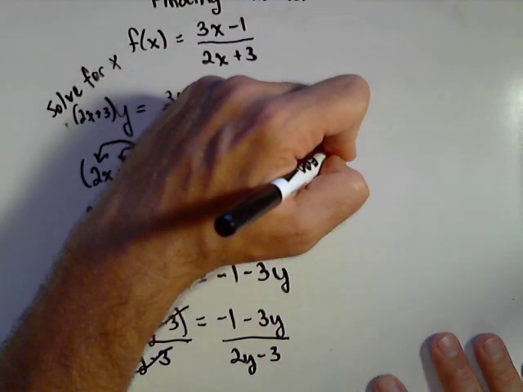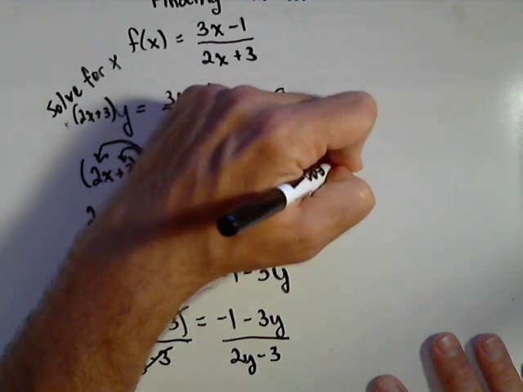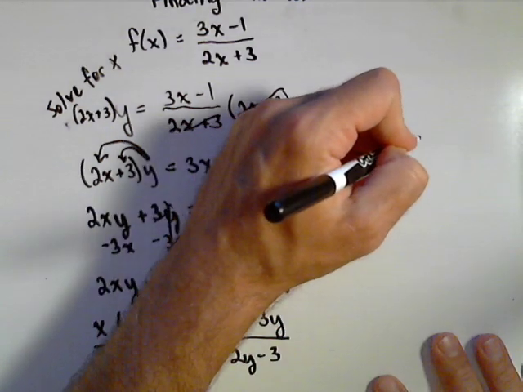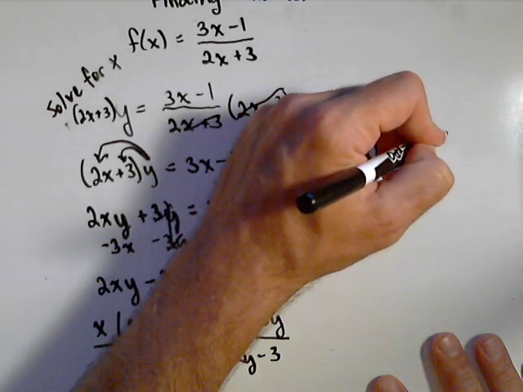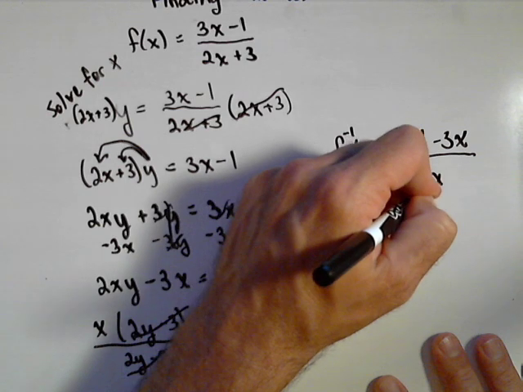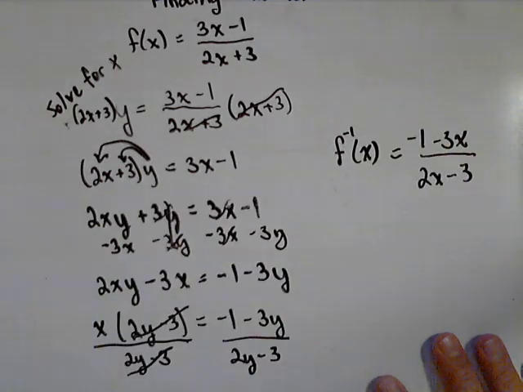Last thing we'll do, if we're asked to write it in inverse notation, we might be asked to write it as f inverse of x. So because we're using x as our input variable, I'm going to write the same thing, except I'm going to use x's in place of the y's. So minus 1 minus 3x over 2x minus 3. And there we have our inverse function.